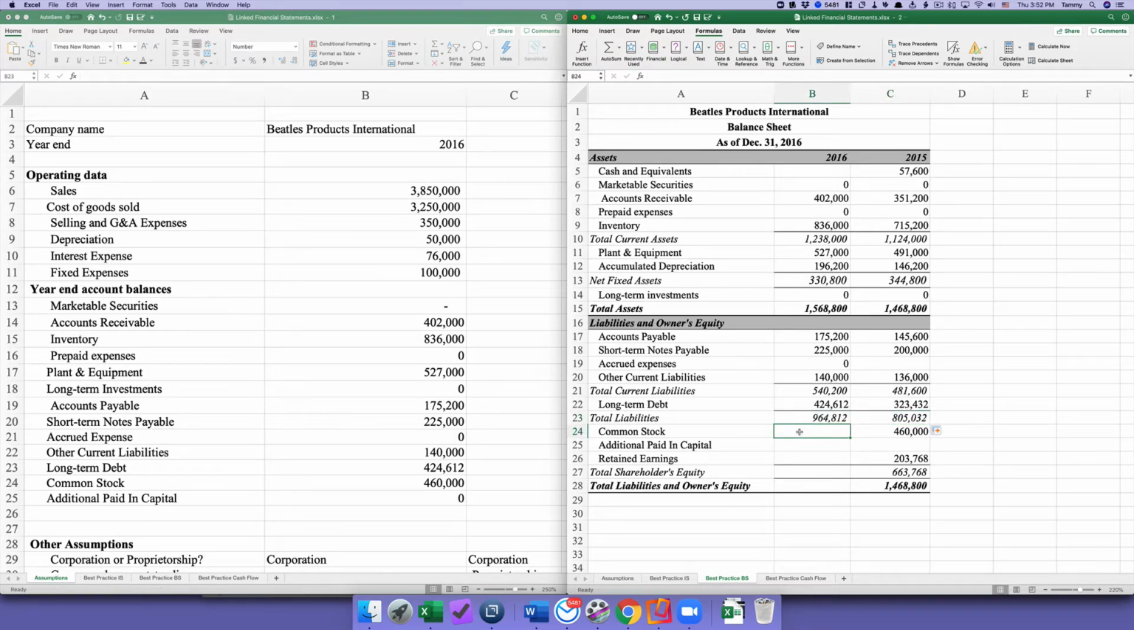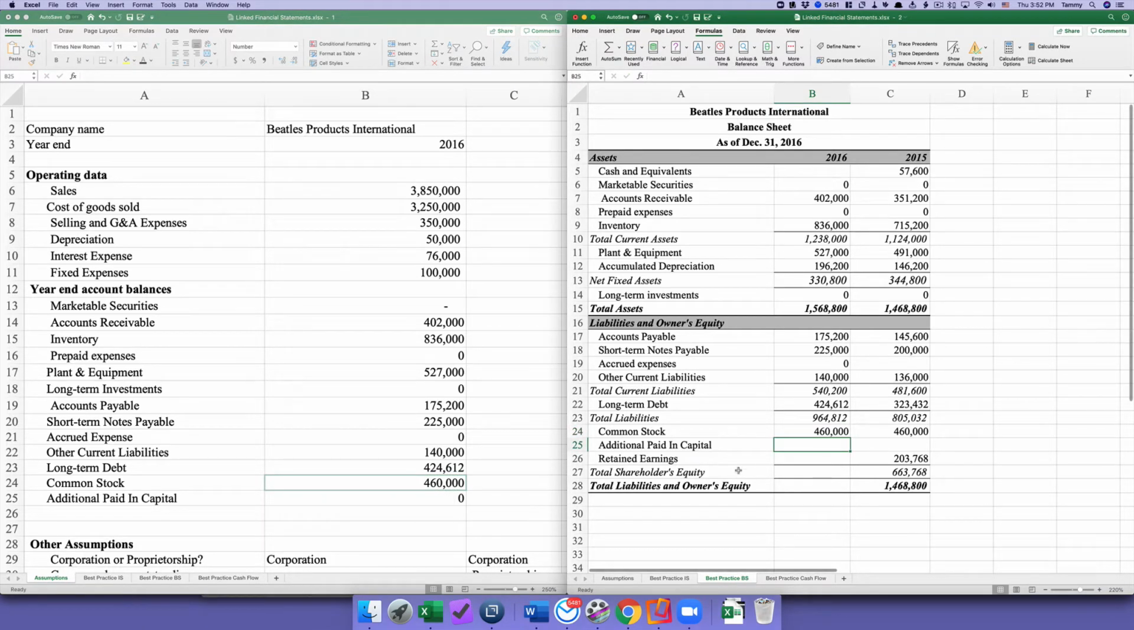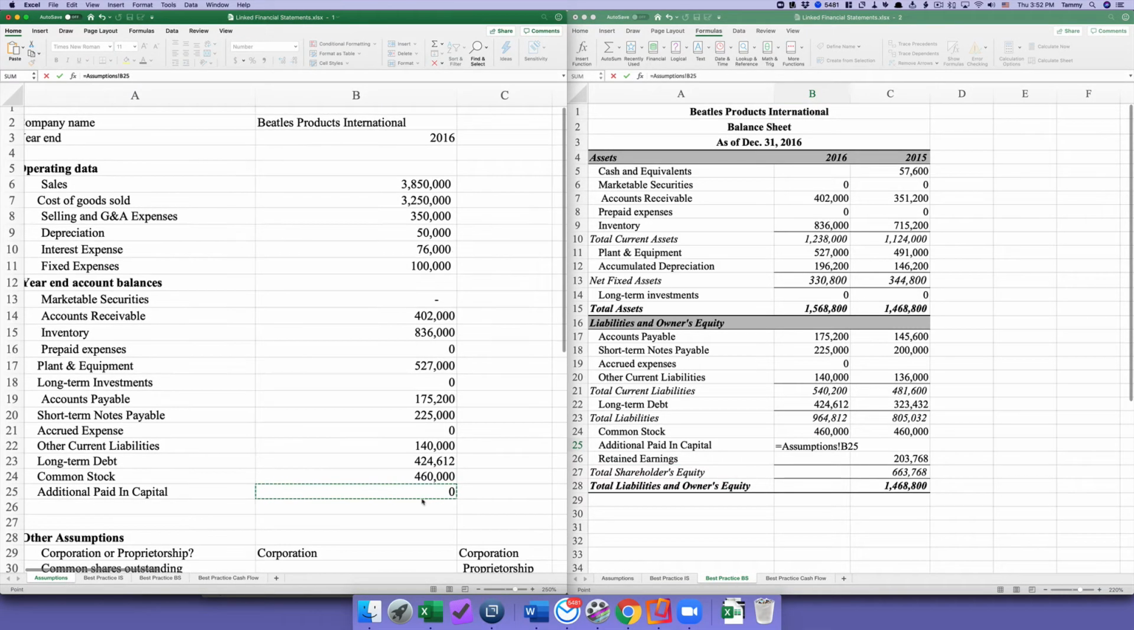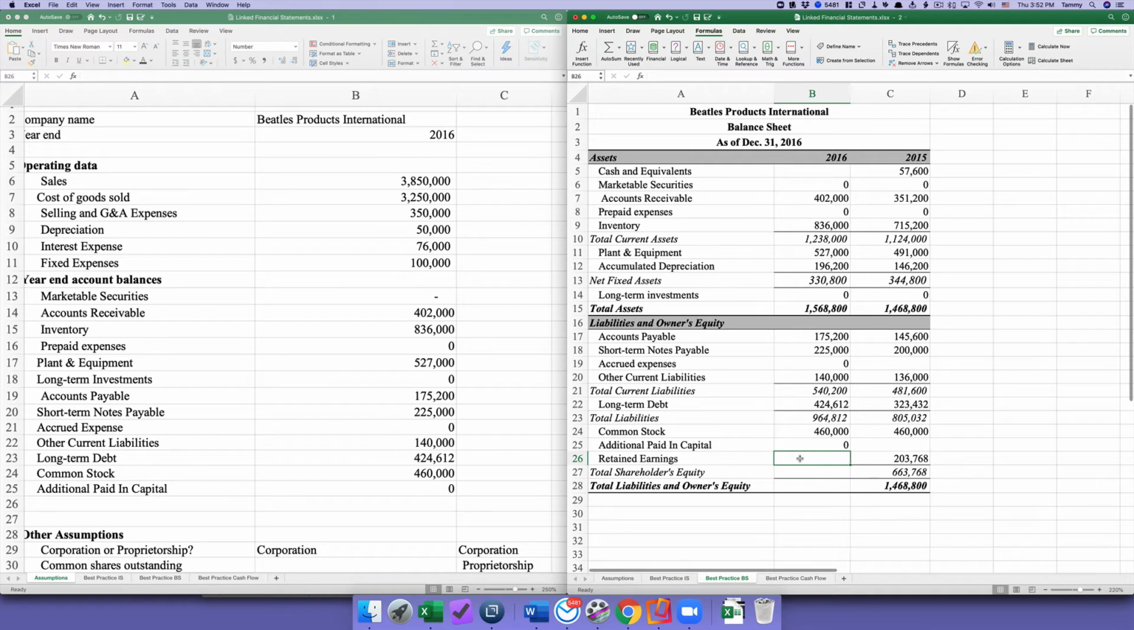And common stock stayed the same. Pick that up. Additional paid-in capital is 0. And our retained earnings, we also can't calculate yet. Okay, so I'm going to pause this recording for a minute, get my wits about me, and then come back and speak to you again in a moment.